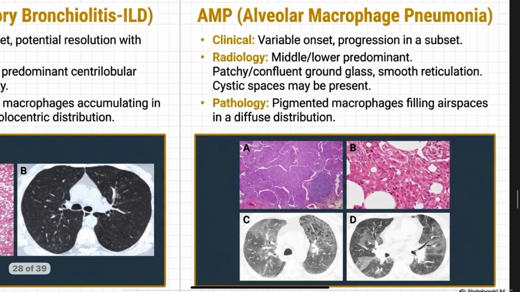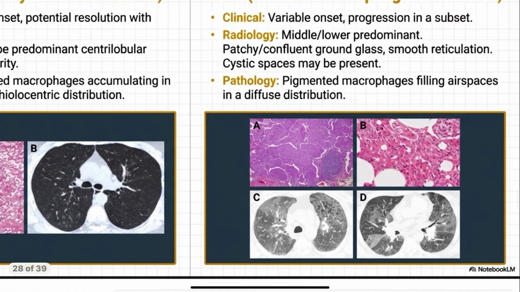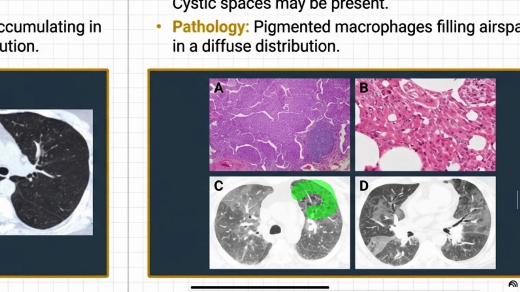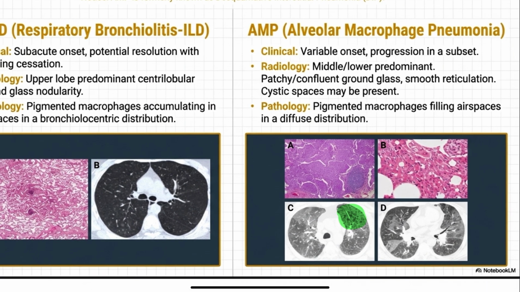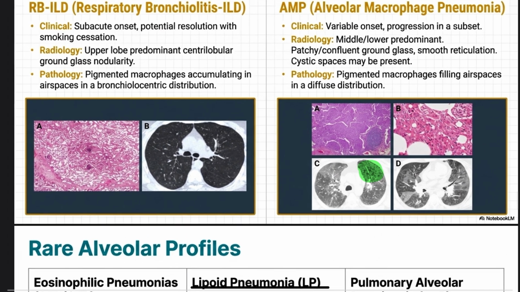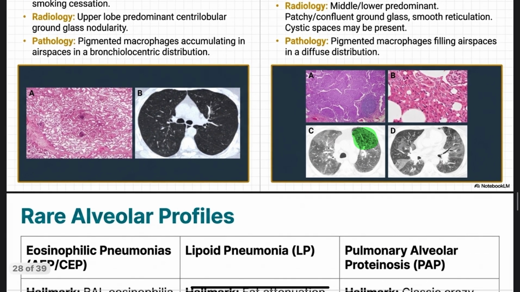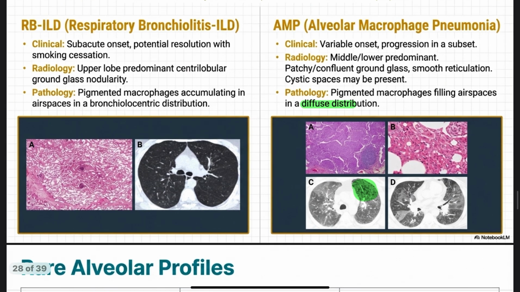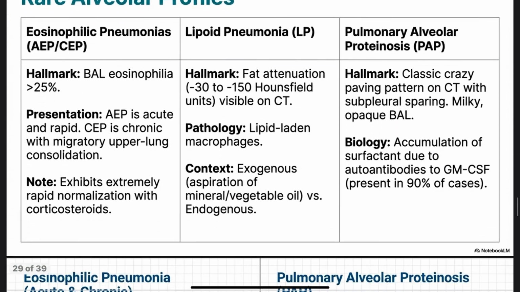Alveolar macrophage pneumonia will predominantly look like GGOs, reticulations, sometimes with cysts also. So this is the second ILD we are going to speak about with a cyst, then LIP, after LIP. Pigmented macrophage-filled air spaces and diffuse distribution are present. Here it is diffuse distribution, there it is bronchiolocentric distribution.